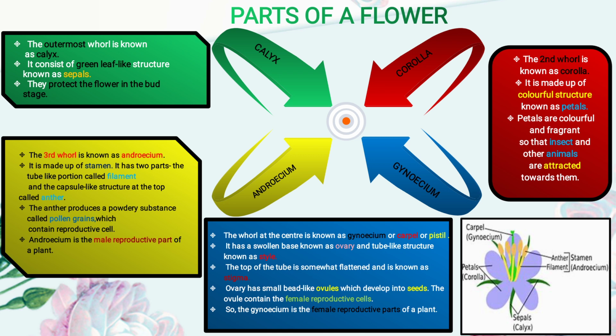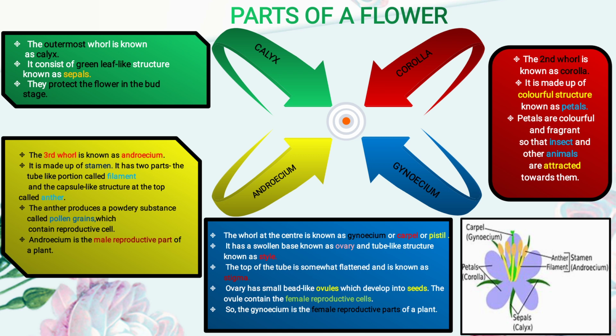Female, you see in the center, carpel is labeled gynoecium, means the female reproductive part, present in the center. This is the last whorl of a flower. It has a swollen base known as ovary and a tube-like structure called style. The top of the tube is somewhat flattened, known as stigma. We'll discuss in detail when we discuss the gynoecium part.